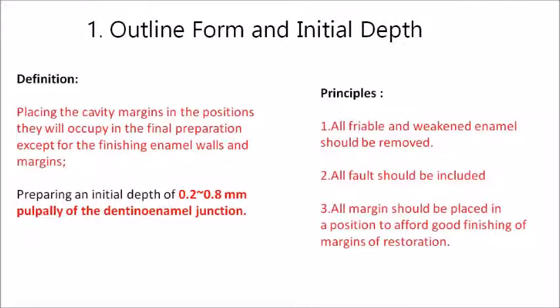Now, preparing an initial depth: 0.2 to 0.8 mm is the range for the preparation of the initial depth of the cavity, which is pulpally of the dentino-enamel junction.